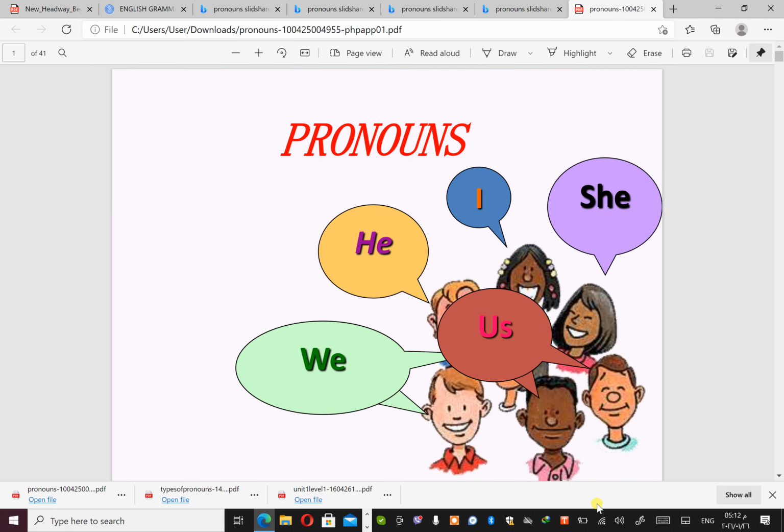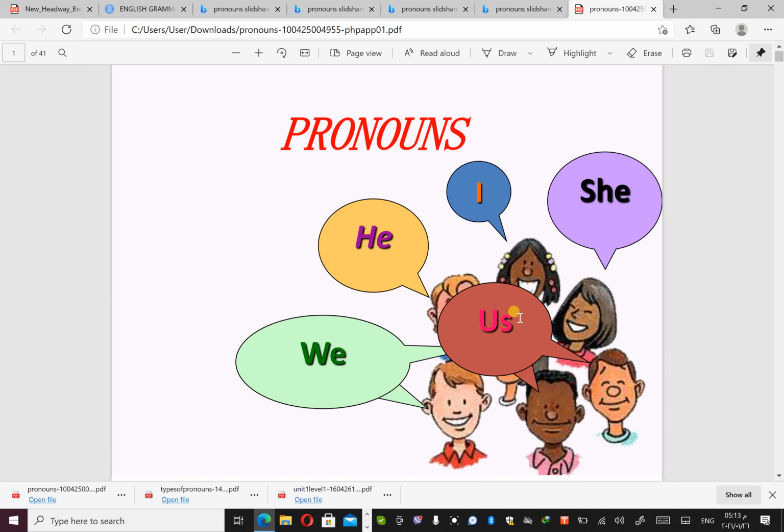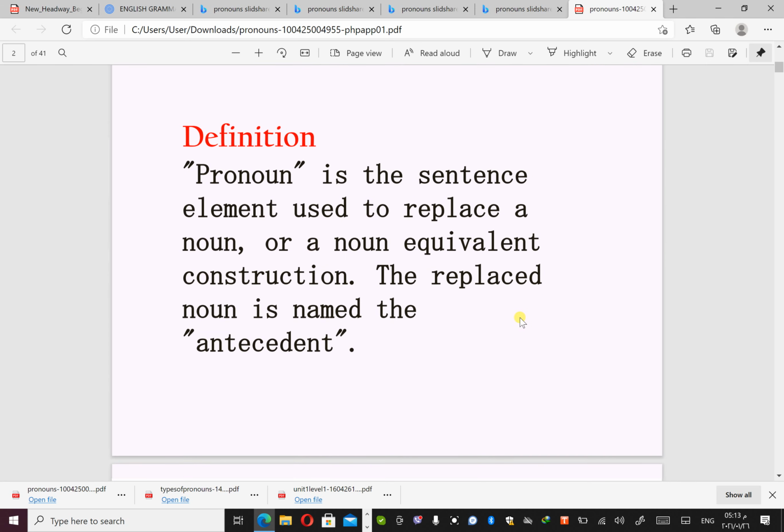Pronouns. This is actually what pronouns are and what we need to know about them. Pronouns are divided into different types. But before that, what is a pronoun? A pronoun is an element we use in a sentence, and it is one of the parts of speech.